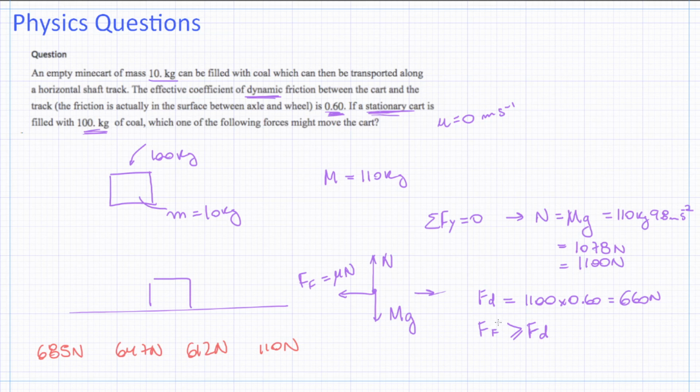Now, if my static friction has to be greater than or equal to our dynamic friction, which we have calculated to be 660 newtons, the only answer which is larger than 660 is this one. So we know for sure that this is the only possible force that would be able to perhaps move that cart. To know for sure, we would need to know our static friction coefficient. However, since we don't have it, if we're told that one of those forces is going to move that cart, the only one which is reasonable to assume is this one.